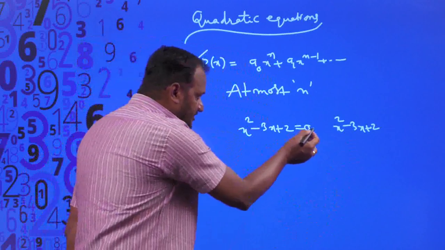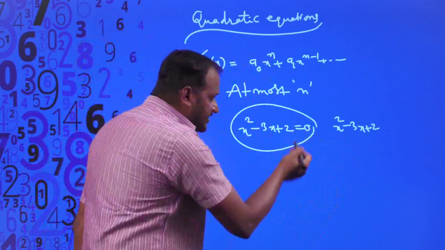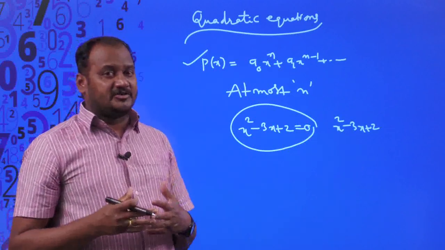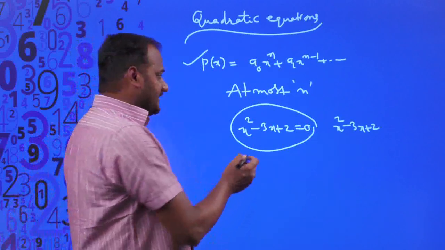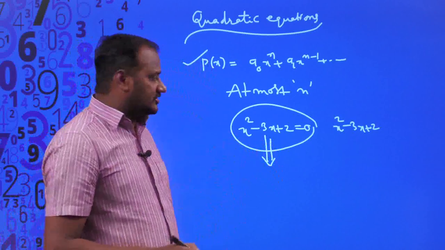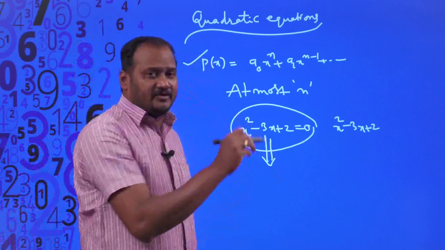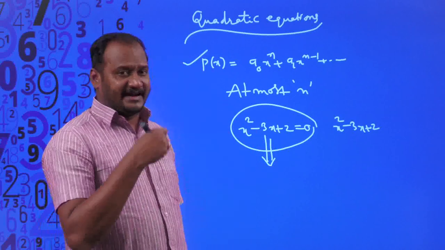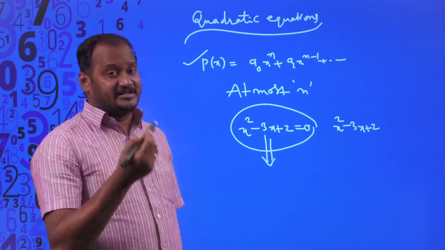See here, something is equal to 0. Something is equal to 0 means there is an unknown. That unknown over here is x. So this unknown can be found out by factorization method or by any algebraic method.